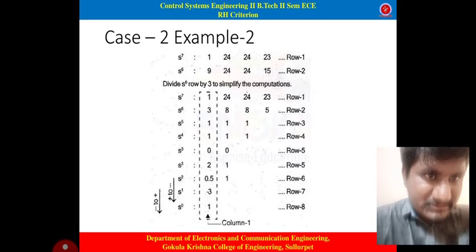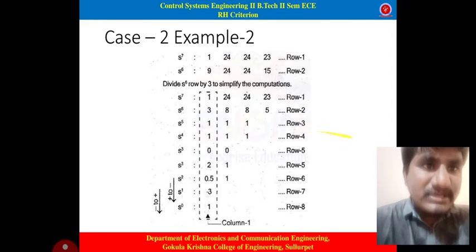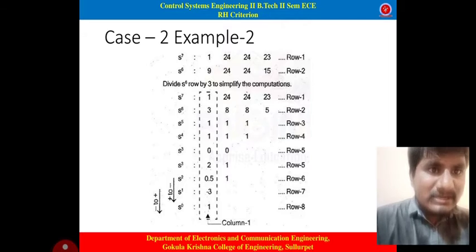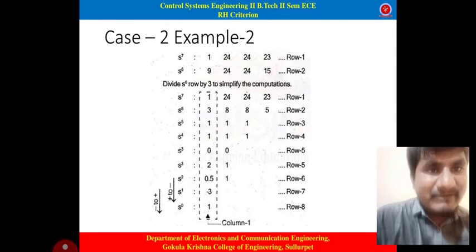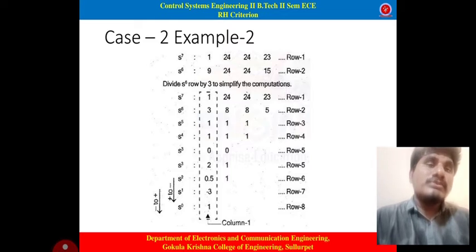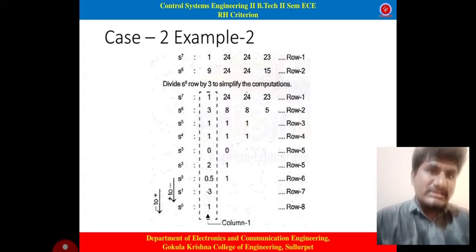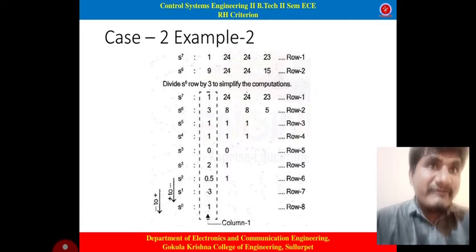Again here, you observe there is a sign change from s square to s power 1, and then from s power 1 to s power 0. So there is 0.05, then -3, then 1. There are two sign changes, so correspondingly there are two poles lying on the right side. I have taken this particular example to identify the location of all the poles.